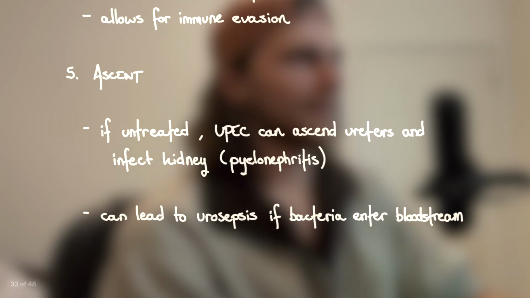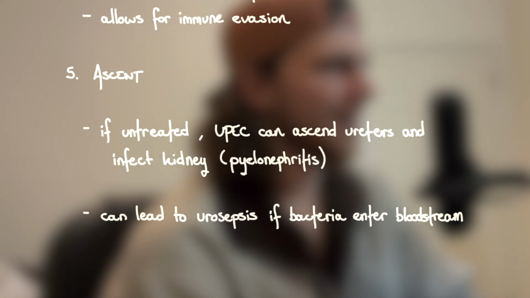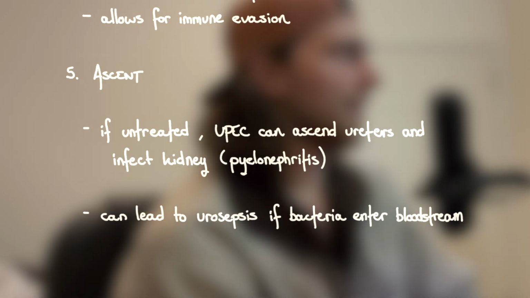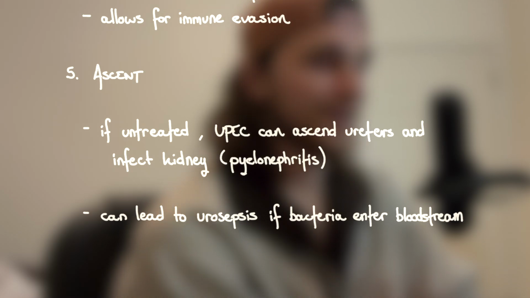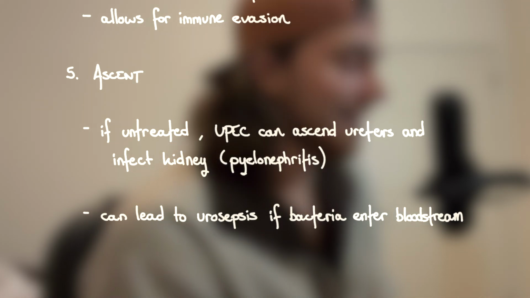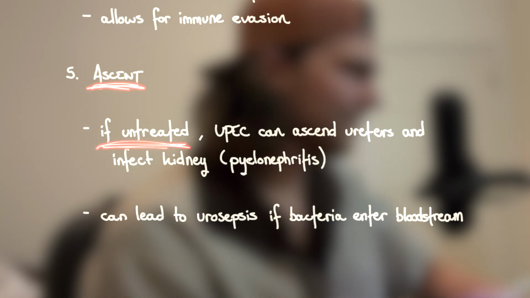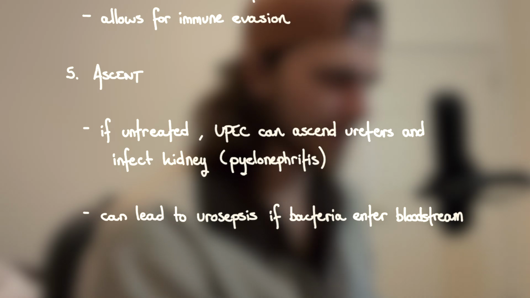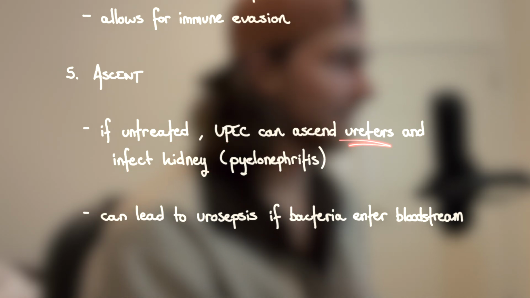Okay, so let's say the biofilm is working really well. We've got a bunch of IBRs, so even if the biofilm doesn't work, they've got backups within our very own bladder cells. Then we can have ascent. So if untreated, if this infection is super persistent, then the UPEC can ascend the ureters and infect the kidney.